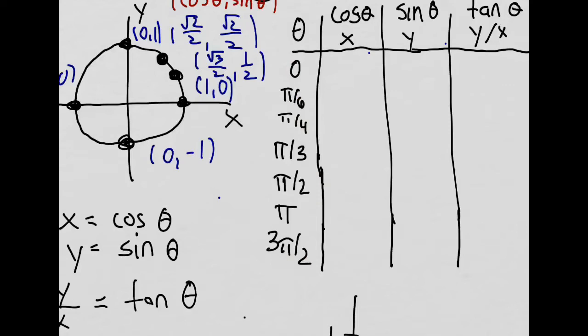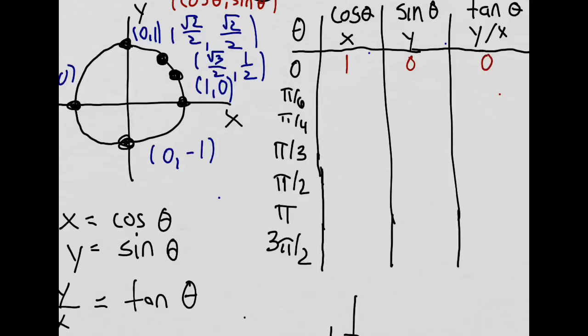So, for example, 0. Where is it? It's right here. And cosine is 1. Sine is y, so that's 0. And what will our tangent be then? Well, it's y over x. 0 over 1, tangent is 0.